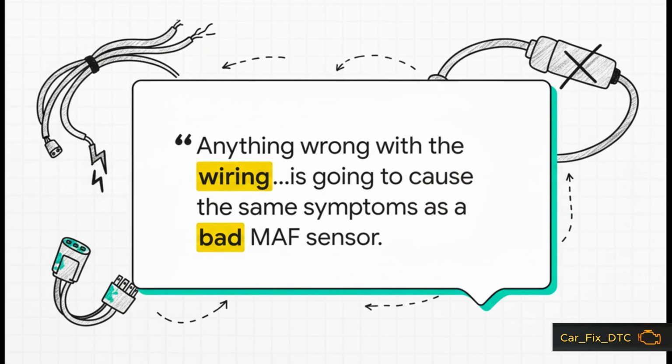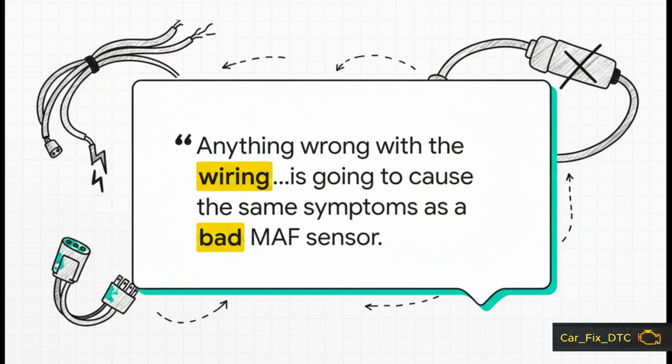And remember, the code is for a circuit malfunction, which is key. Just like this says, anything wrong with the wiring is going to cause the same symptoms as a bad MAF sensor. So the problem might not even be the sensor itself. Get in there and really look at the wiring harness and the connector. Are there any frayed wires?